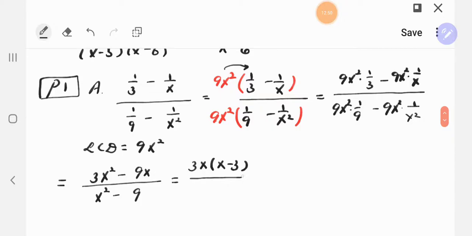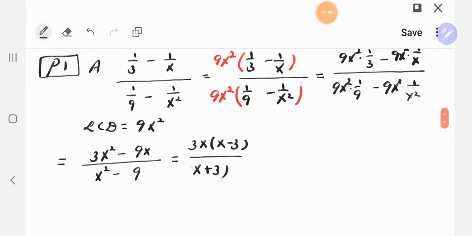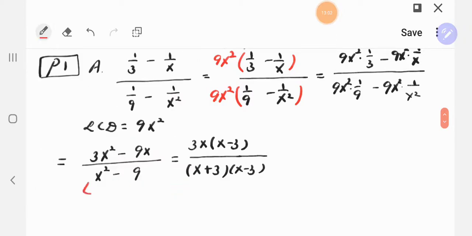From the bottom, the denominator is the difference of squares. So there will be x plus 3, x minus 3. Do you remember? This is x squared minus 3 squared. So it becomes like this. What we used is a squared minus b squared. This is called difference of squares. When you factor this, it will be a plus b times a minus b.